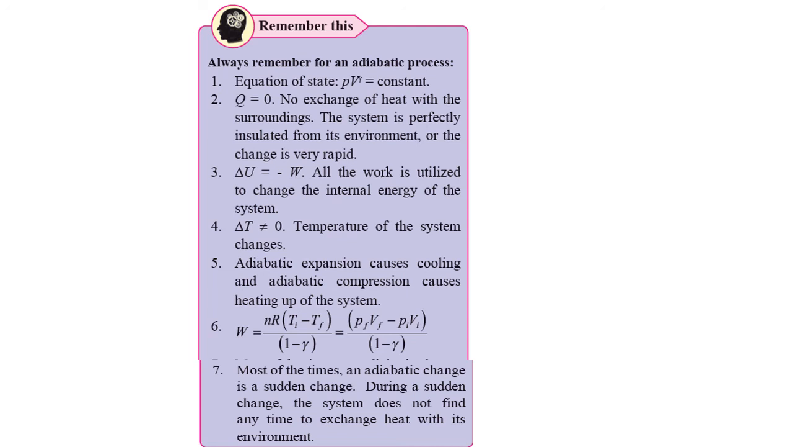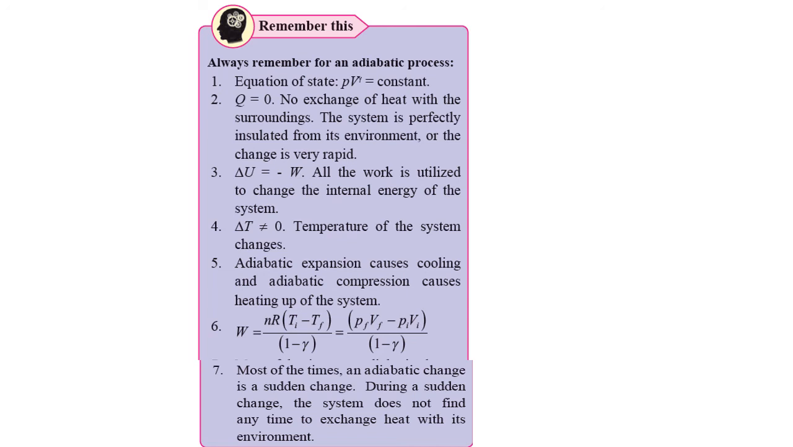Therefore, for adiabatic process, in a nutshell, we can say the equation of state becomes PV raised to gamma is constant. The heat exchange between the system and surrounding does not take place, so Q is equal to 0 and the system is perfectly insulated from the surrounding, or the change is very rapid. Then change in internal energy is equal to minus W, that is all the work is utilized to change the internal energy of the system. Change in temperature delta T is never equal to 0. So the temperature of the system does change. The adiabatic expansion causes cooling and the adiabatic compression causes heating of the system.